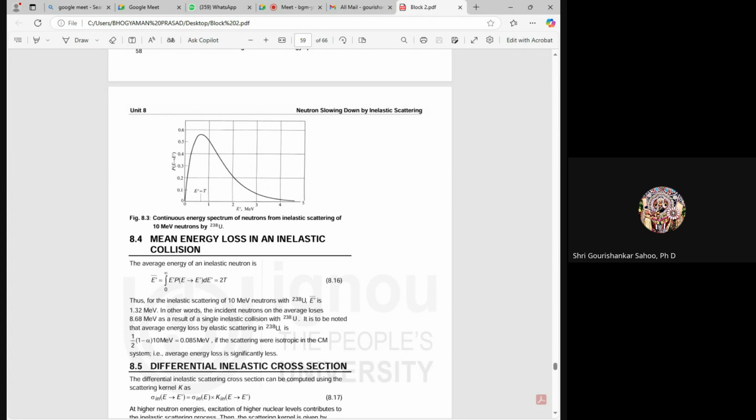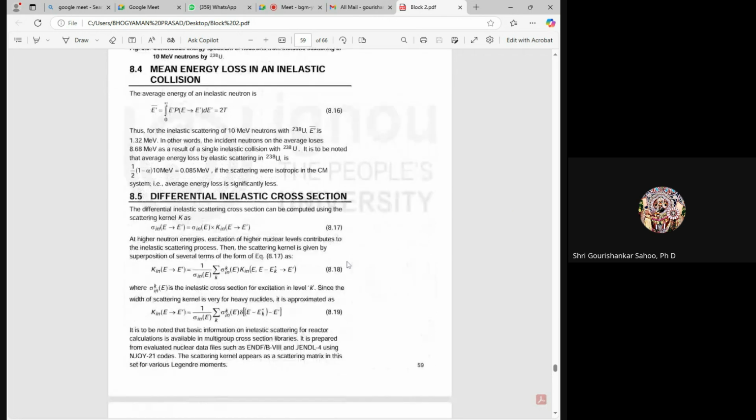It is to be noted that the average energy loss by elastic scattering in uranium-238 is half of (1 minus alpha) times 10 MeV, which is equal to 0.085 MeV. If the scattering were isotropic in the center of mass system, the average energy loss is significantly less.